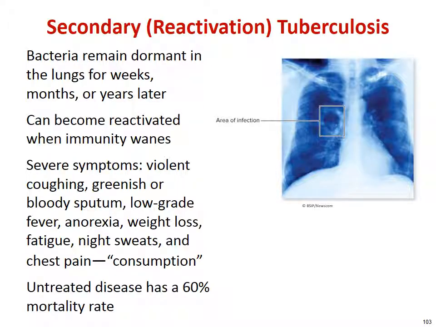But then our big concern is the secondary or reactivation of tuberculosis, where again after time of hanging out and reproducing in the tubercle, we see the pathogen comes back out, and that reactivation allows for now a new infection. But now we have huge numbers and decreased immunity, and so these often become very severe symptoms, which include excessively violent coughing, greenish or bloody sputum, low-grade fever, anorexia, weight loss, fatigue, night sweats, chest pain. Again, all these things that we summed up in the past as being consumption. Untreated disease will have a significant mortality rate of around 60%.